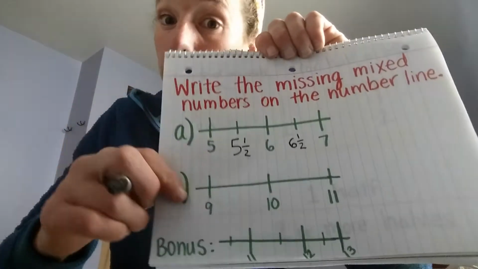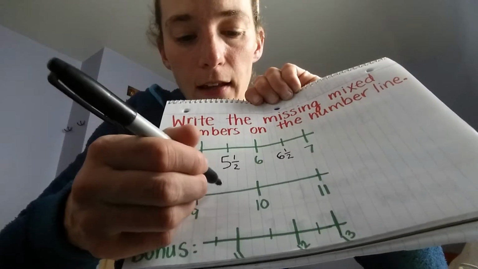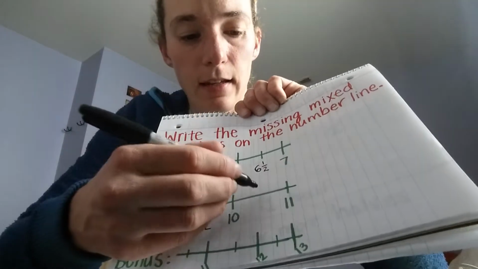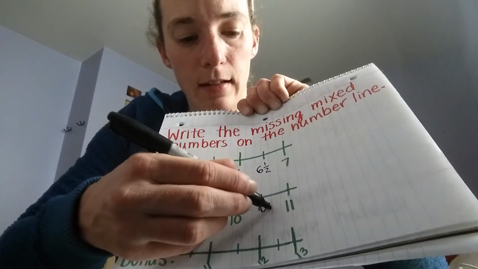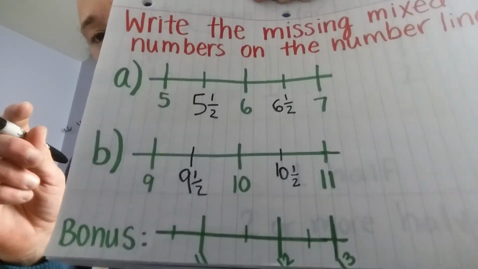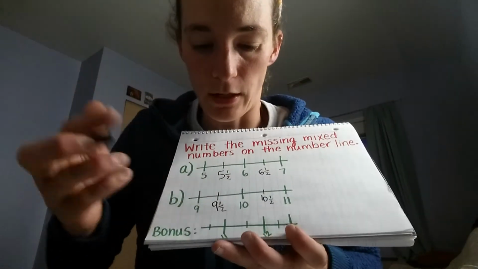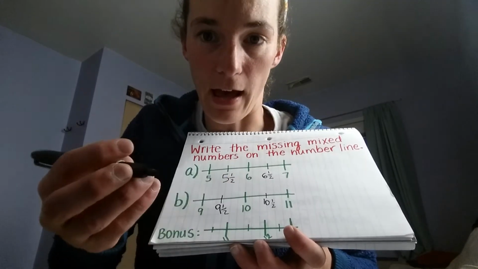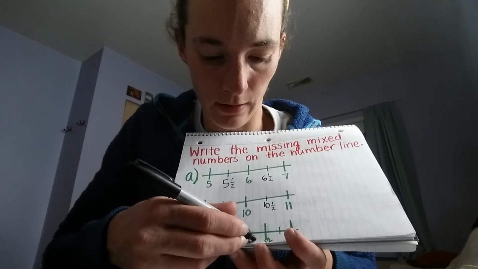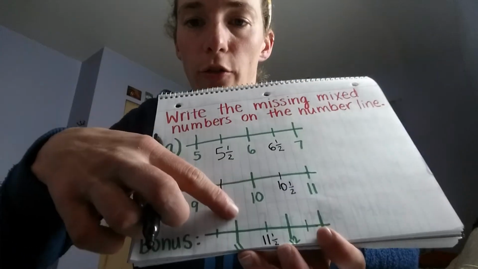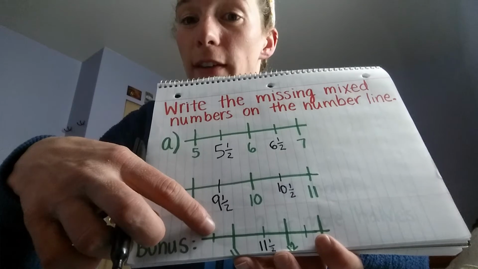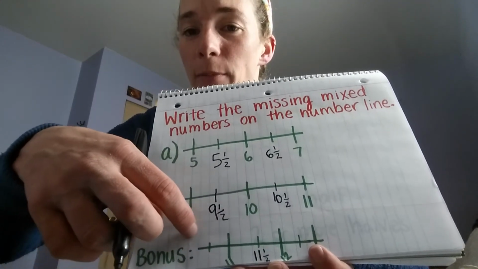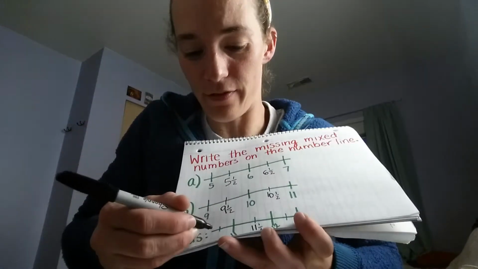For this one, it's bigger numbers, letter B: 9, 9 and 1/2, 10, 10 and 1/2. And for the bonus, you could start at 11 and go up, 11 and 1/2, to before 12. But if you look, there's one down here. You have to think what comes before 11. So I know the whole before 11 is 10. So I go back up a little bit. It would be 10 and 1/2.